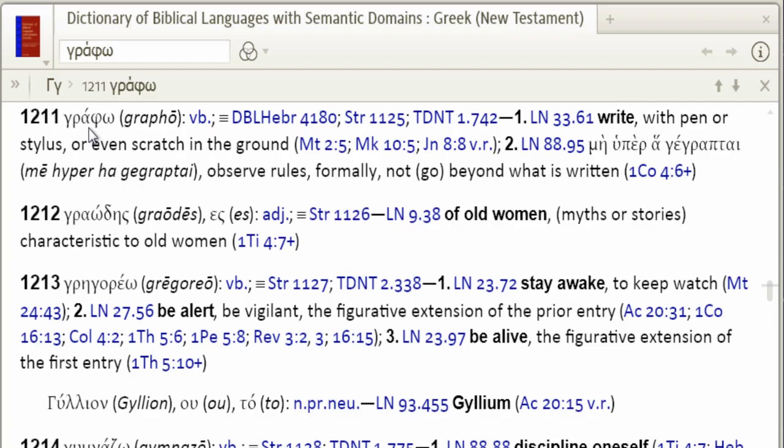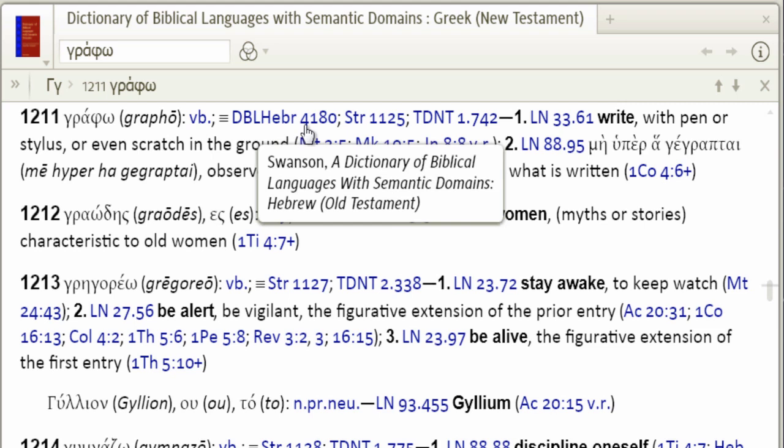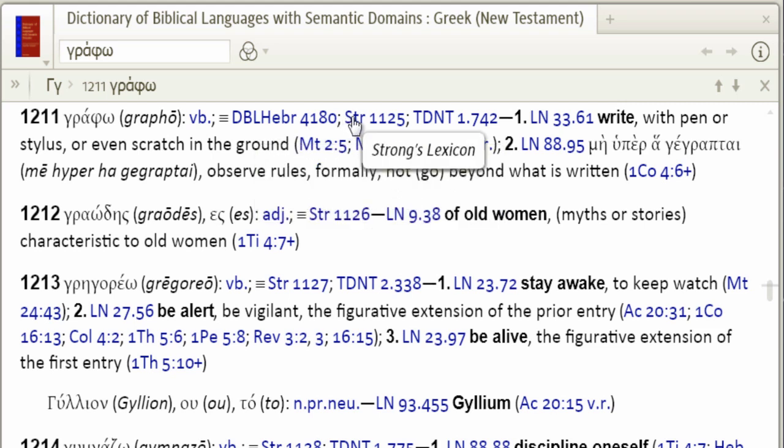And here in this article we have information about this word. Here's the transliteration, how you would write this Greek word with English letters. The word's part of speech, it's a verb. Links to other dictionaries or Greek lexicons. And some glossary translations or brief definitions.